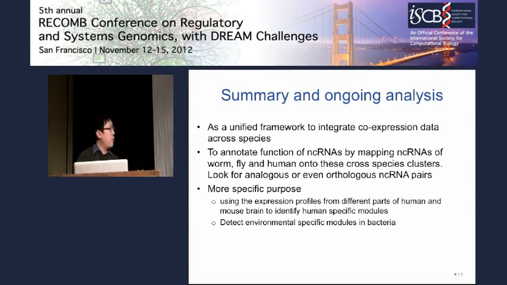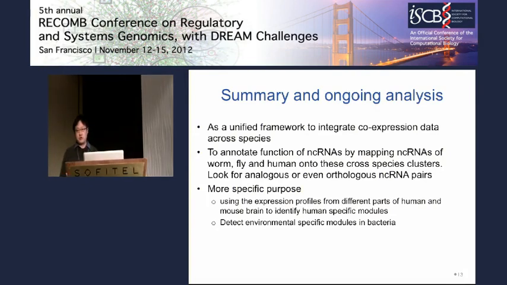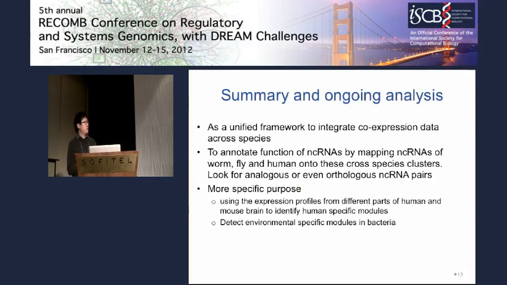So I propose this as a unified framework to do clustering across two species. Once we have the clusters, of course, we want to use the clusters to annotate things. One thing is to annotate the protein coding genes, but more interesting, the thing we are currently working on is to annotate the non-coding RNA. So we can map non-coding RNAs from different species to this cross-species cluster.